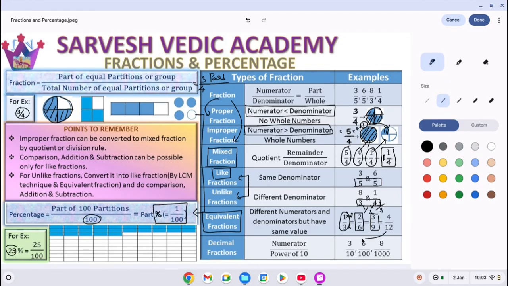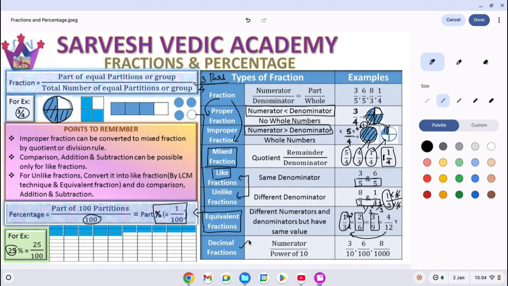We can do it in the reverse way also. If 4 by 12 is a fraction, we can factorize this numerator as 1 times 4 and factorize this denominator as 3 times 4. If you cancel the common factor in the numerator and denominator, we get the equivalent value. So 1 by 3 is equivalent to 4 by 12. This is nothing but equivalent fractions.